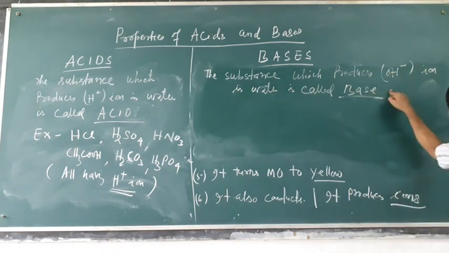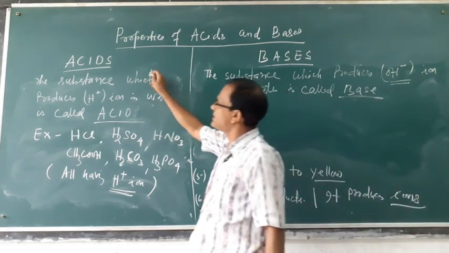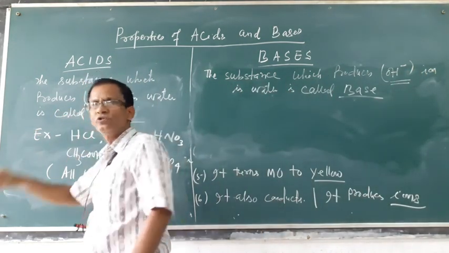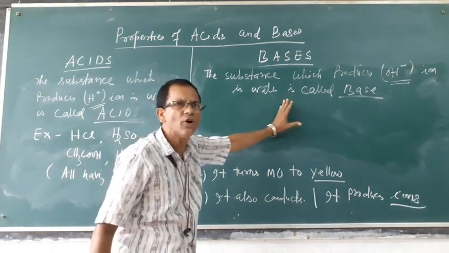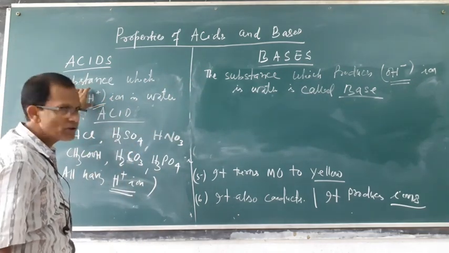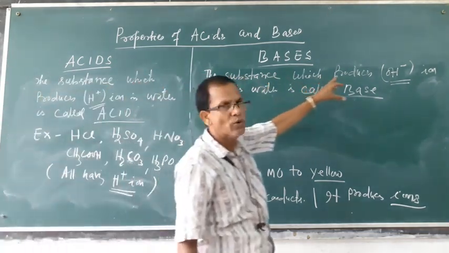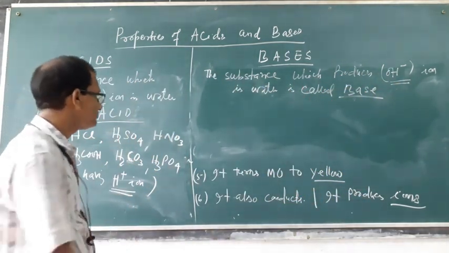What is the common composition of base? Having OH minus. What is the common composition of acid? Having H plus ion. So this is the very important difference between acid and base. OH minus is not the same as H plus ion. That's why acids have H plus ion in common, bases have OH minus in common. That's why they differ in behavior, acid and base.